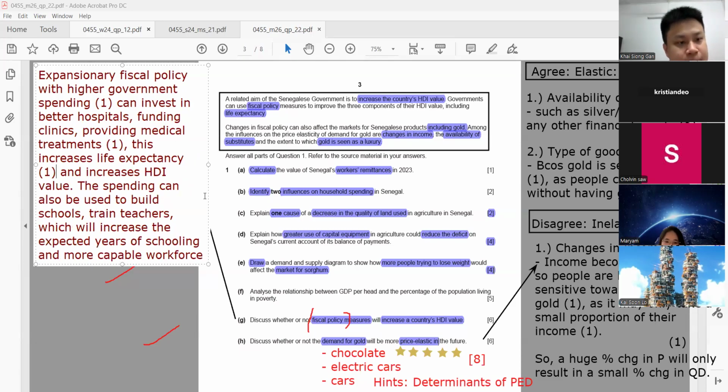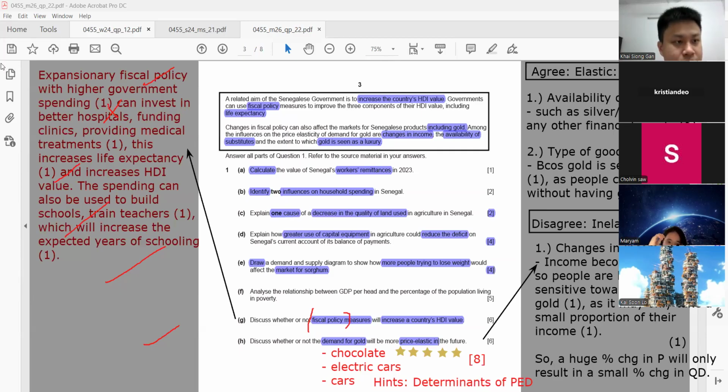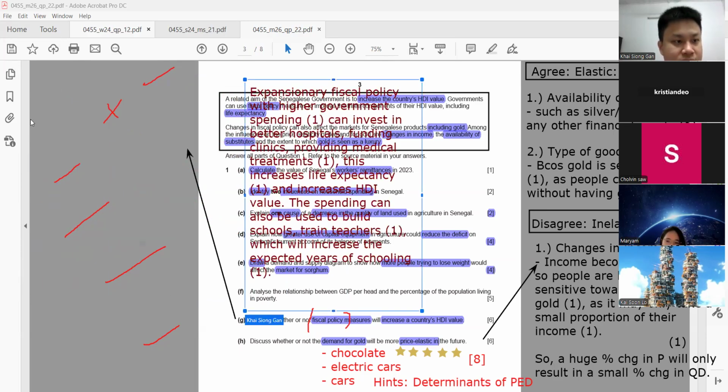Yes. The spending can also be used to build school, train teachers. Very good. Which will increase the expected years of schooling. Very good. Okay, but this one I can only give you maximum 4 out of 6 for now because it's only agree. I want to put disagree here. Now I want to put disagree, hold on. Erase this one first. We are very efficient, we almost finished already.